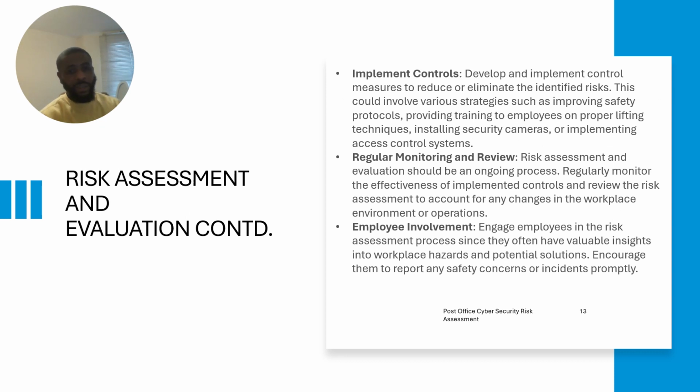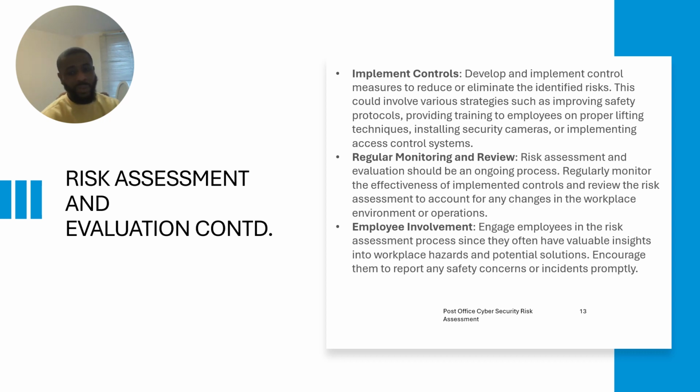We've prioritized the risks, so we have to implement some control measures. We have to develop control measures to reduce or eliminate those identified risks. Employ strategies that can improve the safety protocols by providing training to employees on proper lifting and ways to handle people's mail and the rest of it. We equally have to regularly monitor and review those risks with the implemented controls to know if there is proper effectiveness of our implemented controls.